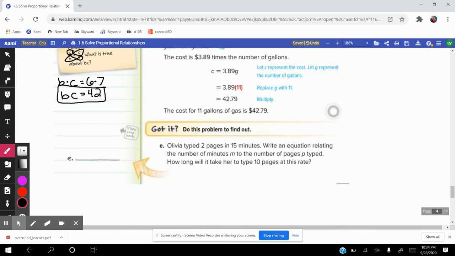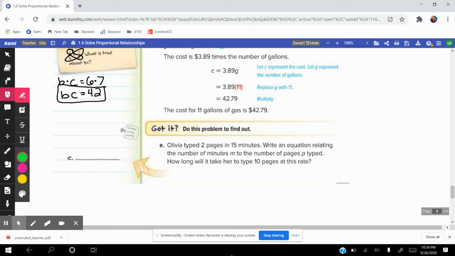Let's continue. Got it? Let's check it. Do this problem to find out. Letter E. Olivia typed 2 pages in 15 minutes. Write an equation relating the number of minutes M to the number of pages P typed.